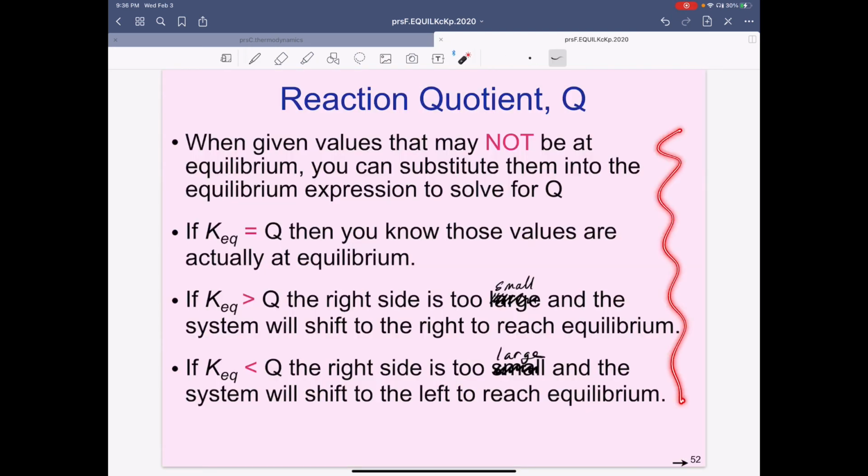Okay, so here's the punchline. When you're given initial values and you plug them into your equilibrium expression, if the Q calculated equals K, then you know you're at equilibrium. If Q is smaller than K, then we know that the right side is too small and the system will have to shift to the right to reach equilibrium. If Q calculates bigger than the equilibrium constant, we know that the right side is too large and the equilibrium will shift to the left in order to reach equilibrium.